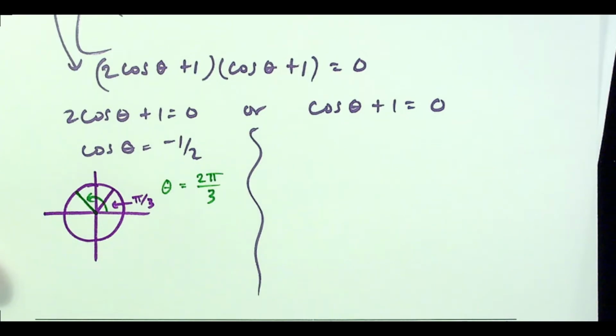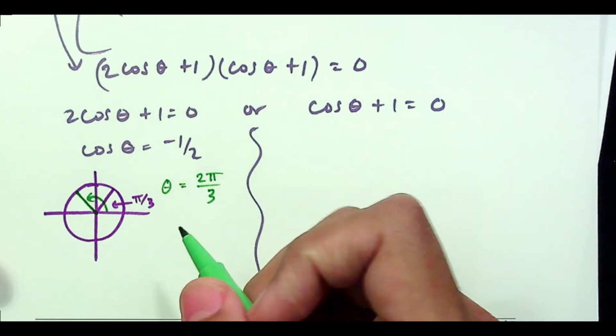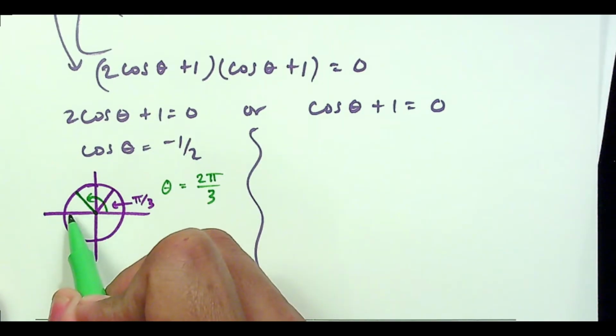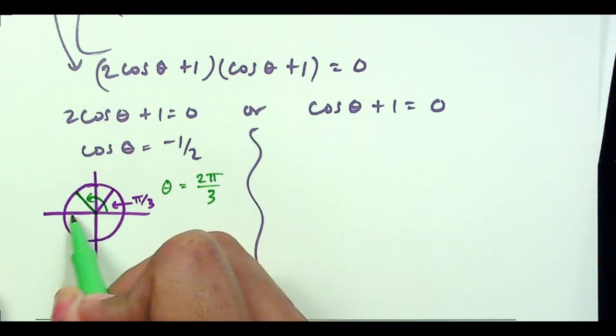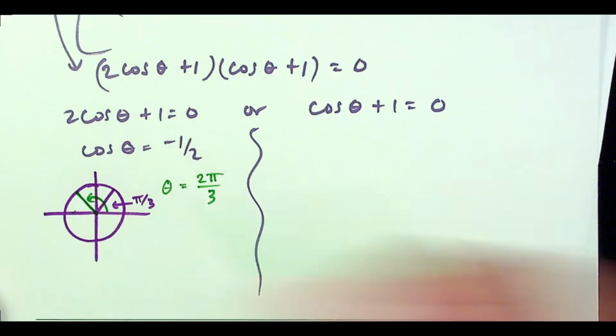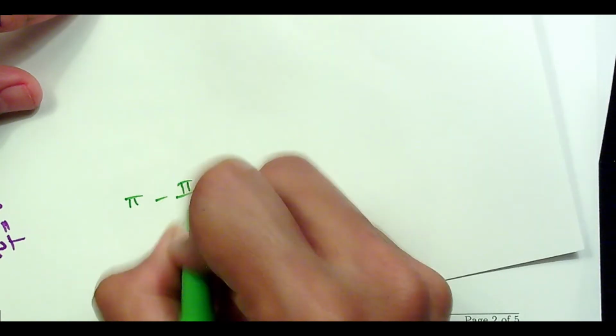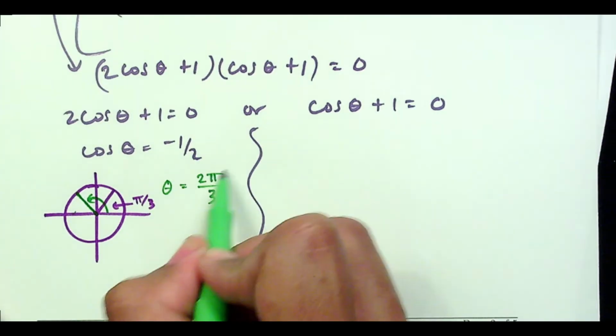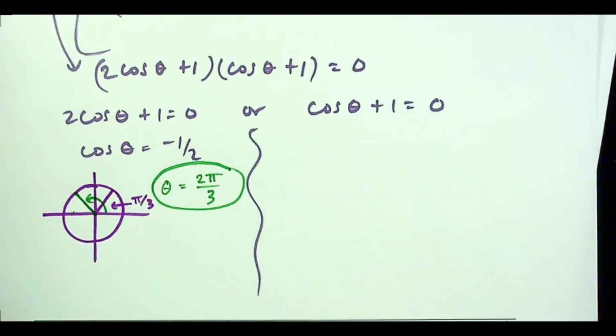Okay, and you can figure that out just the same way we figured the previous one out. It's almost pi, right? It's almost 180 degrees. But you have this piece left out, and that piece by symmetry is exactly the same as pi over 3, so it will be pi minus pi over 3. And pi minus pi over 3 is 2 pi over 3. So that is the first possibility.